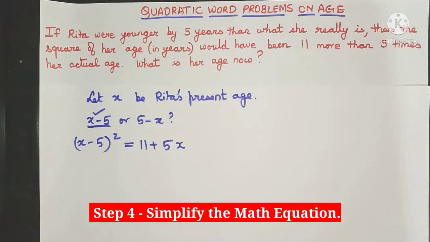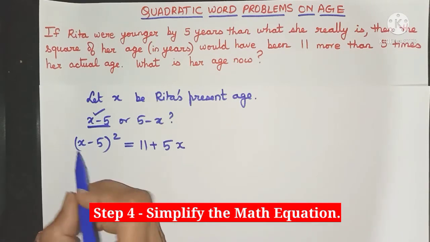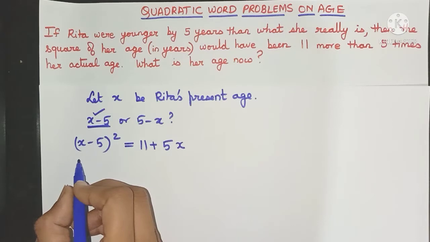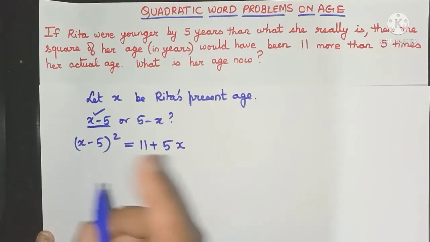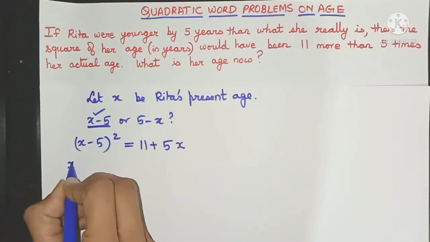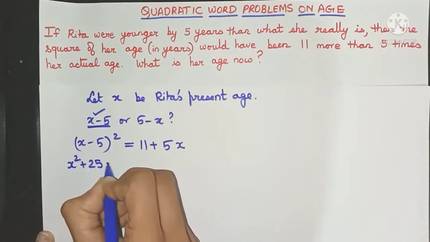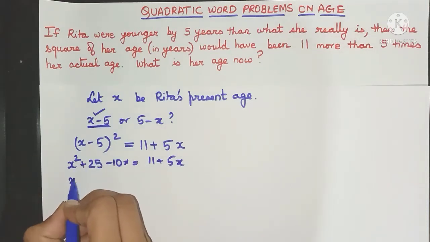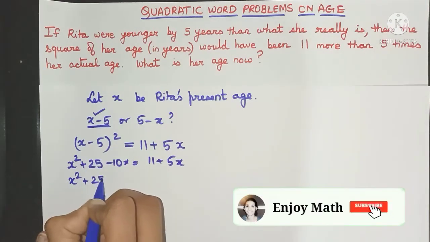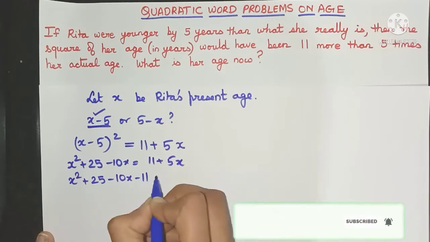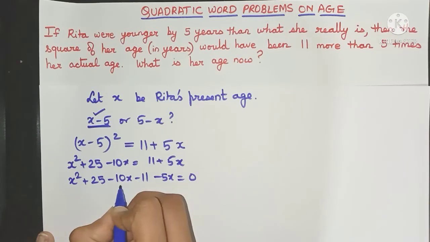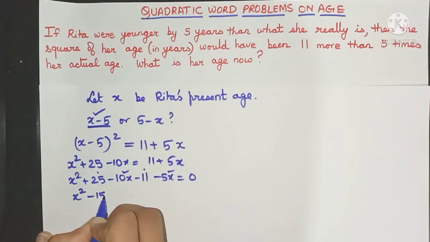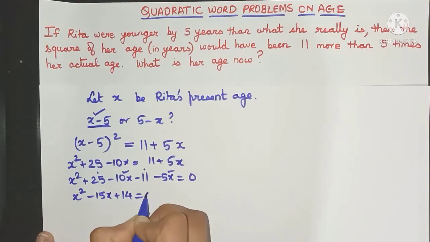Now the next step is to simplify this equation, friends. As you can see, this is of the form a minus b the whole square. So let's apply the formula. Can you guess what it is? a square plus b square minus 2ab. That's right. So x square plus 25 minus 10x equal to 11 plus 5x. Let's bring all the terms to the other side. So we'll get like this, minus 11 minus 5x. Now let's club all the like terms. These are the like terms. So we'll get x square minus 15x plus 14 equal to 0.